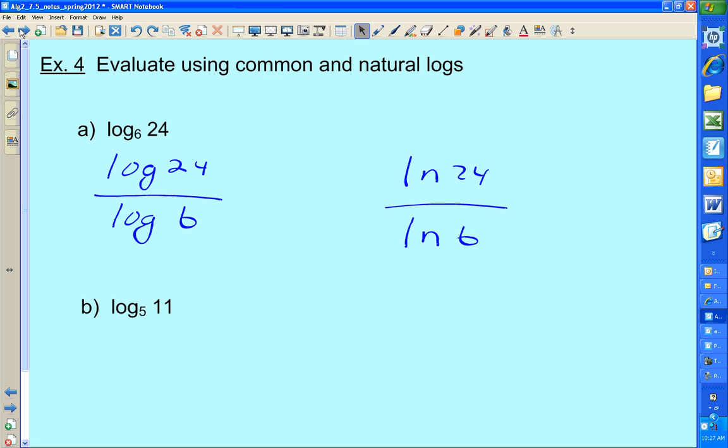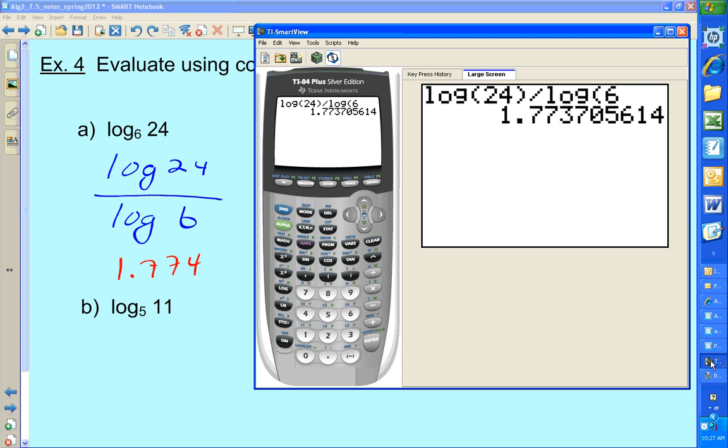1.77, 1.774, according to Page. You've got to be able to do this on your calculator. Bring that up. So on your calculator, here it's done with common logs. Make sure you close the parenthesis on the 24. If you don't, you're going to get the wrong answer. So common log of 24 over common log of 6.